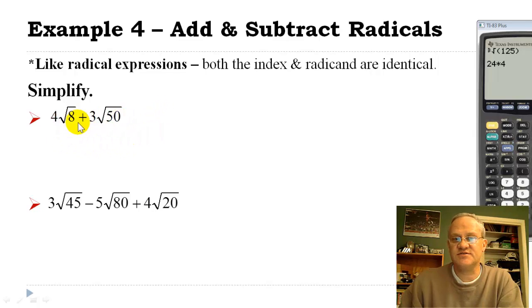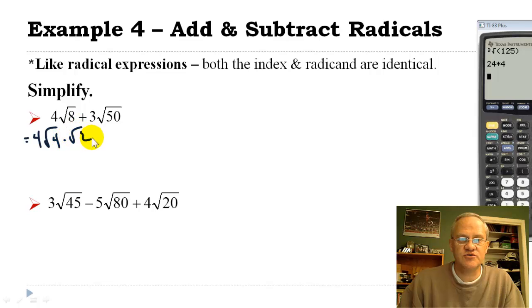In this case, they're not the same. But could we perhaps simplify these square roots? Yeah, I think we probably could. So first of all, we got this 4 here. Square root of 8 could break down to be what? Square root of 4 times square root of 2. What's the square root of 4? 2. So basically we have 2 times 4 is 8 square root of 2. So we broke that 8 down, simplified that.